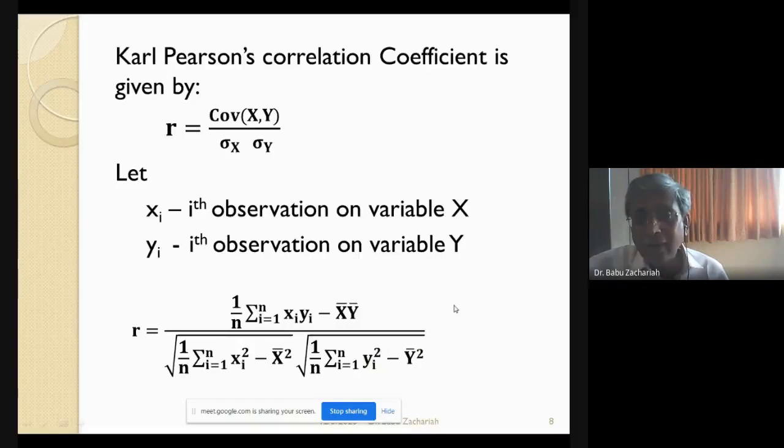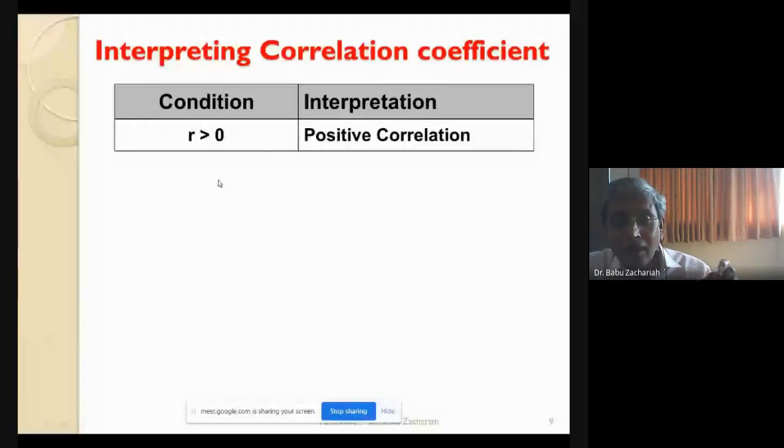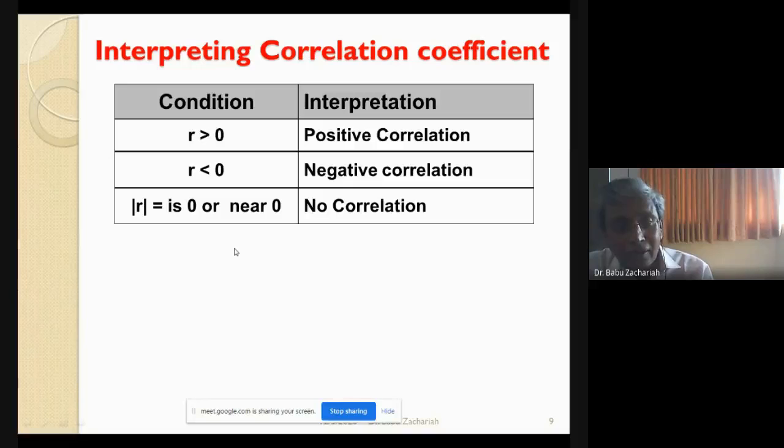There are certain assumptions also connected with that one. Before that, interpreting the correlation coefficient also. Say if R is greater than 0, positive correlation. If R is less than 0, negative correlation. Then if R is equal to 0 or near 0, we say no correlation. Say for example, 0.05. It is near to 0. We'll consider practically it's no correlation.